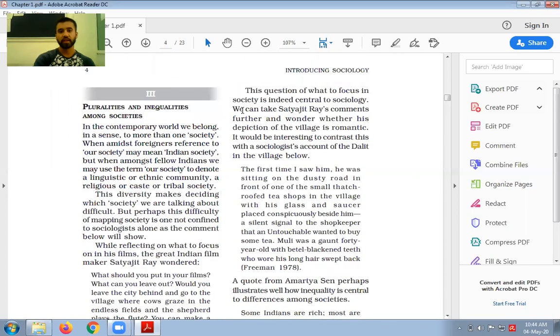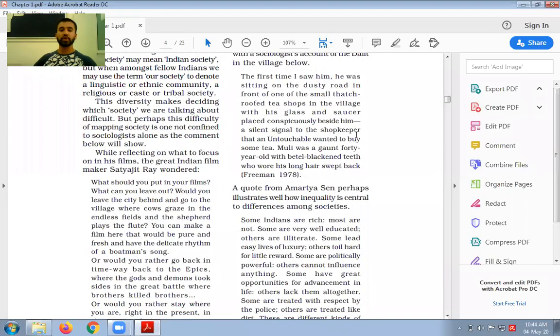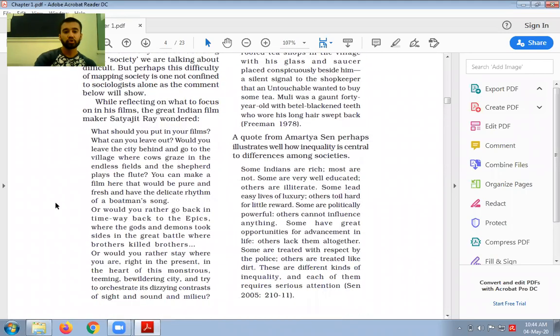Okay, so next paragraph: this question of what to focus on in society is indeed central to sociology. Now look, Satyajit Ray is confused. He's not able to make a choice on which subject he should make movies. And look at what he has written in this particular paragraph. He's telling the beautiful scenes of the village. He's telling you the imagination that he has got in his mind. But remember that that is not the reality.